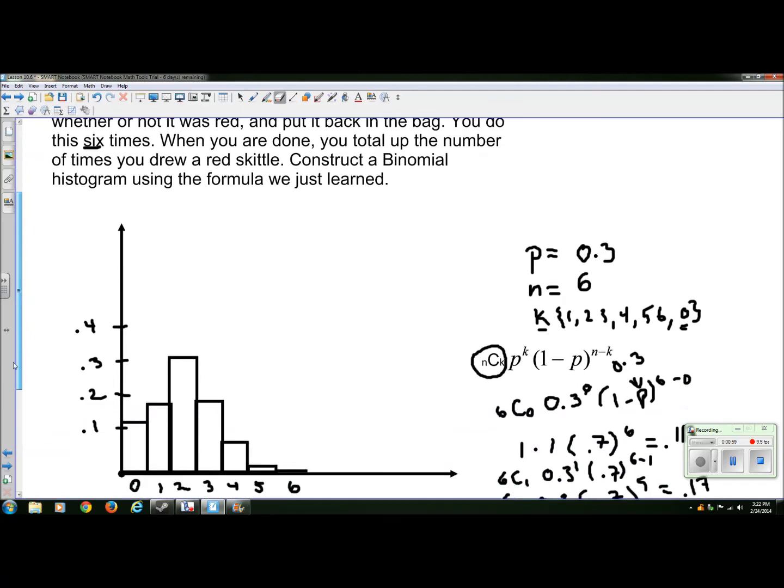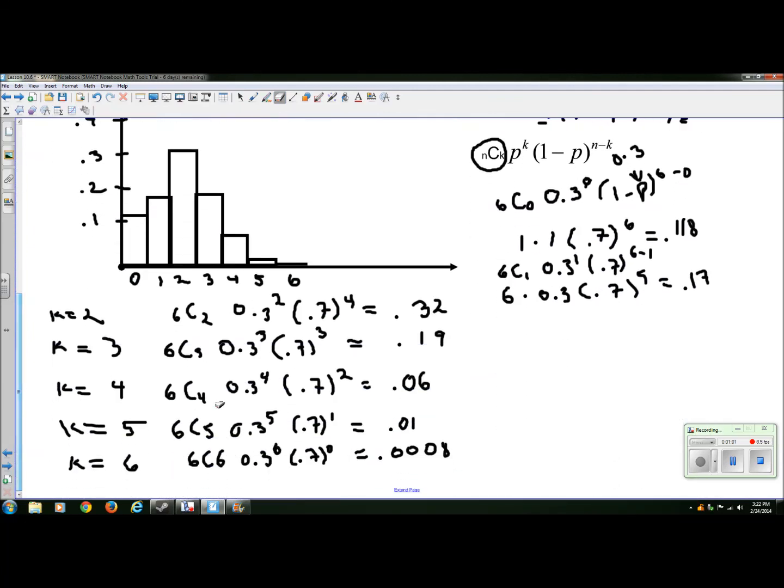Because we did this 6 times, and the likelihood of getting a Skittle that is red is 30%, then the most likely number of Skittles we get that are red out of 6 is 30% of 6, which, if you do that, is approximately 2. It's a little less than 2, but it's approximately 2. And so that's why 2 has the highest probability, the highest bar here.